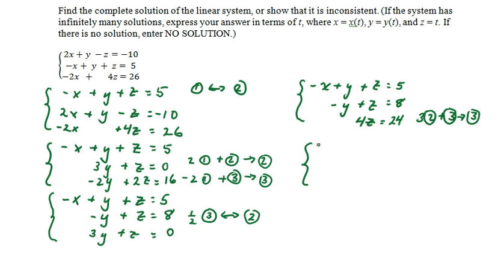And so now we get the opposite of x plus y plus z equals 5. The opposite of y plus z equals 8. And z equals 6. Substituting that in to equation 2 gives us the opposite of y plus 6 equals 8, or y equals negative 2.